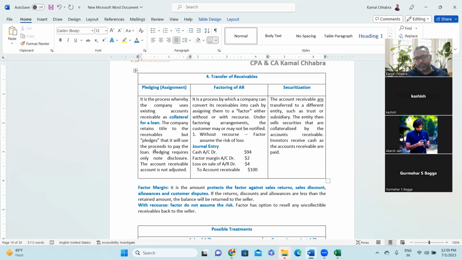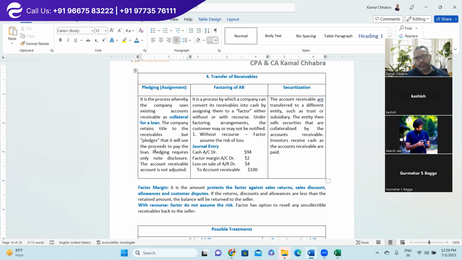Make sense? It is not an off balance sheet item. Why is it not an off balance sheet item? Because you are receiving the loan. When you are receiving the loan, it's a balance sheet item.